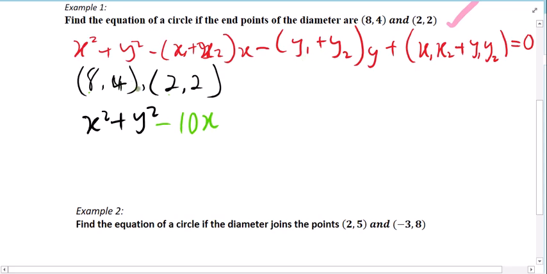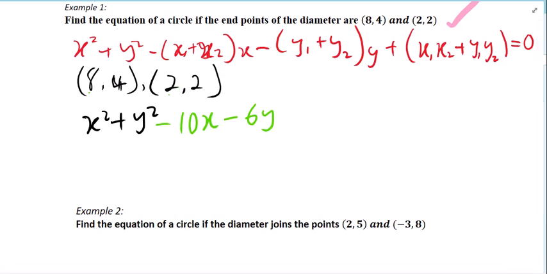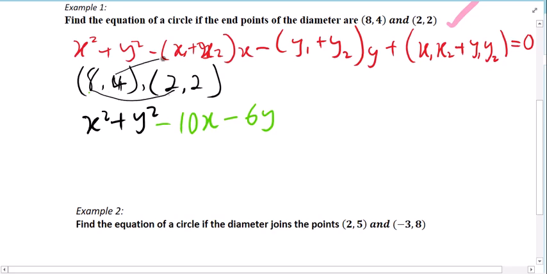So 4 plus 2 is what? 6. And there's a minus here. So minus 6y. Then we need a constant. So for the constant, don't rush to write the sign here. The constant is going to be the product of x1 and x2, and y1 and y2. So 8 times 2, which will give us 16. Then we have plus 4 times 2, which is 8. 16 plus 8 equals 24. So here is going to be plus 24, equal to 0.